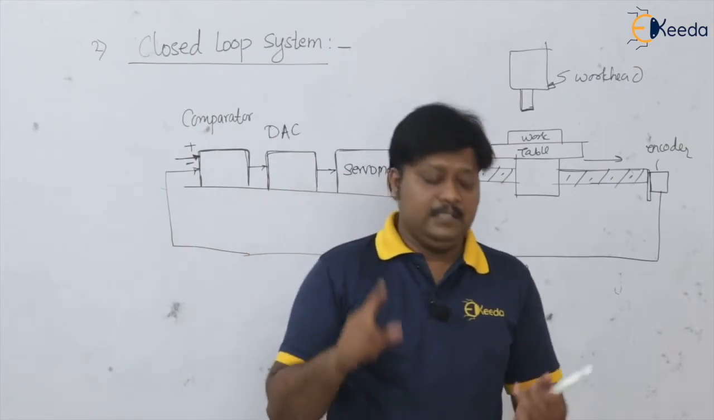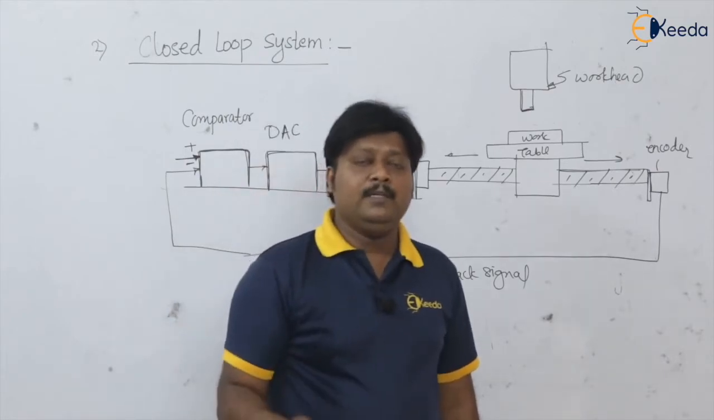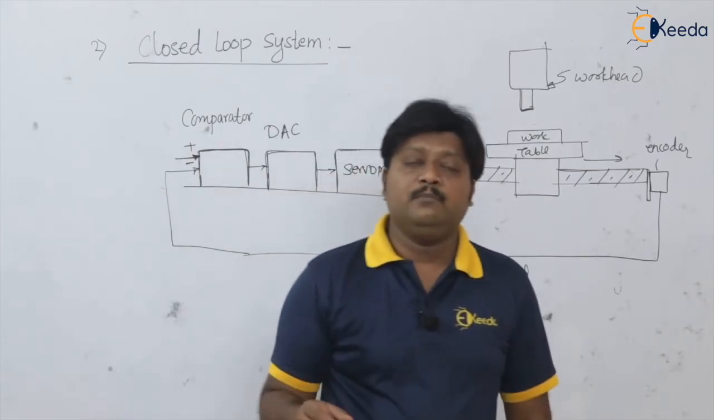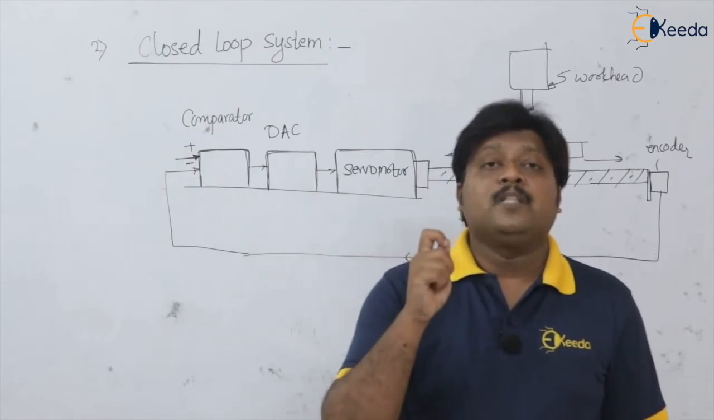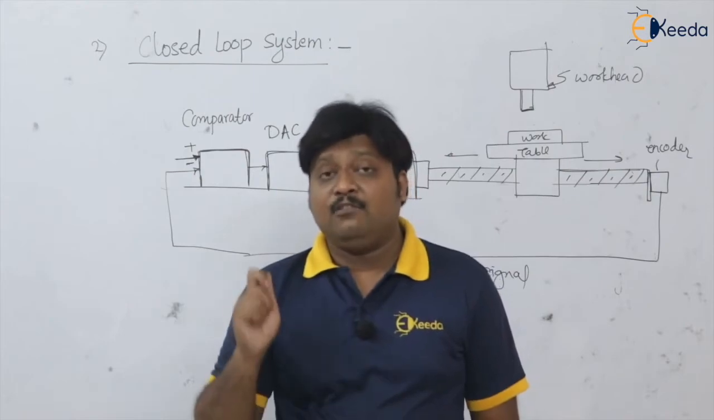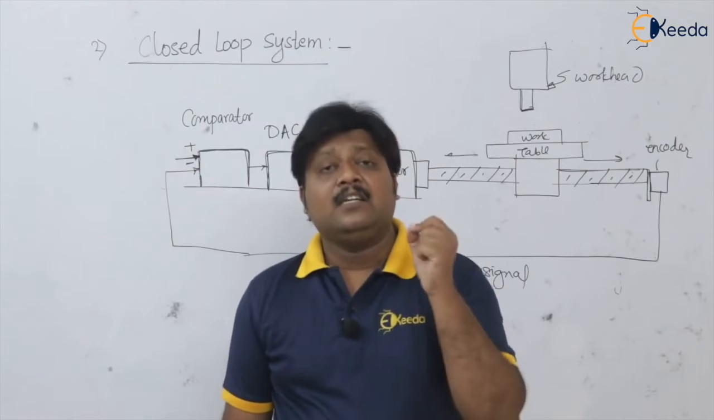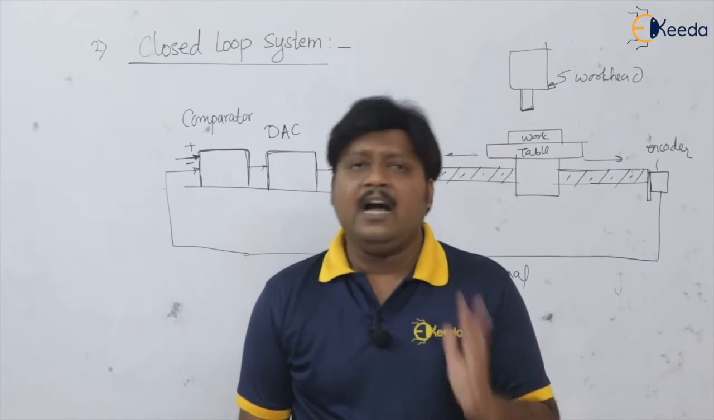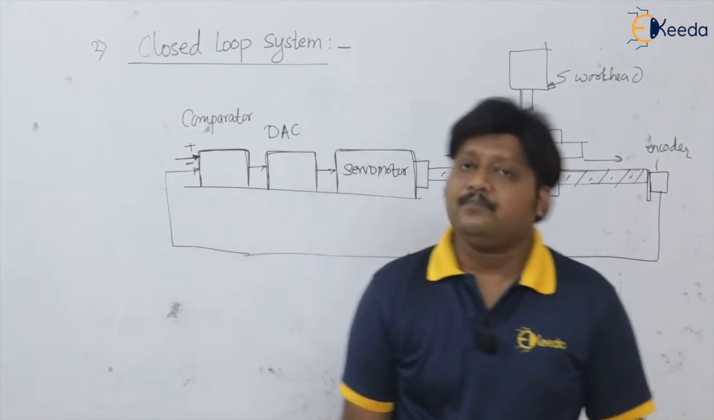So this is the classification we see based on the feedback control system: open loop system and closed loop system. In open loop systems, please remember, generally stepper motors are used, whereas in closed loop systems servo motors are used. And what is the speciality of a servo motor? We know it has a quick acting braking system, and very high positional accuracy can be achieved by using a servo motor.